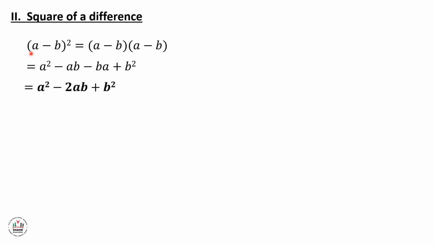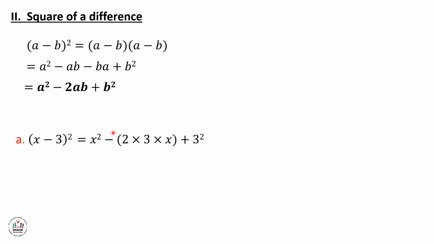And we can apply it directly if we see an expression like a minus b squared. For example, if we have x minus 3 squared, we can write x squared, the first term squared, minus, now we have minus here, so minus the power times the numbers inside the brackets, so minus 2 times 3 times x, plus.